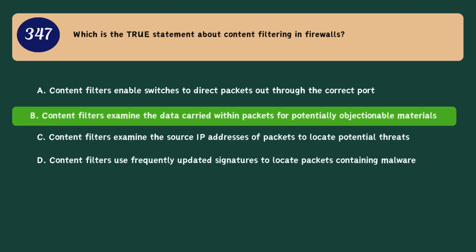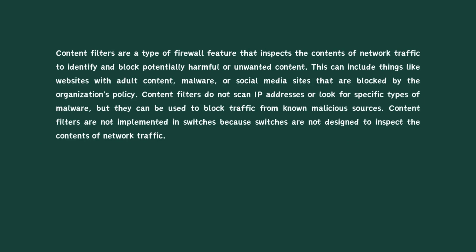Correct answer. B. Content filters examine the data carried within packets for potentially objectionable materials. Content filters are a type of firewall feature that inspects the contents of network traffic to identify and block potentially harmful or unwanted content. This can include things like websites with adult content, malware, or social media sites that are blocked by the organization's policy.